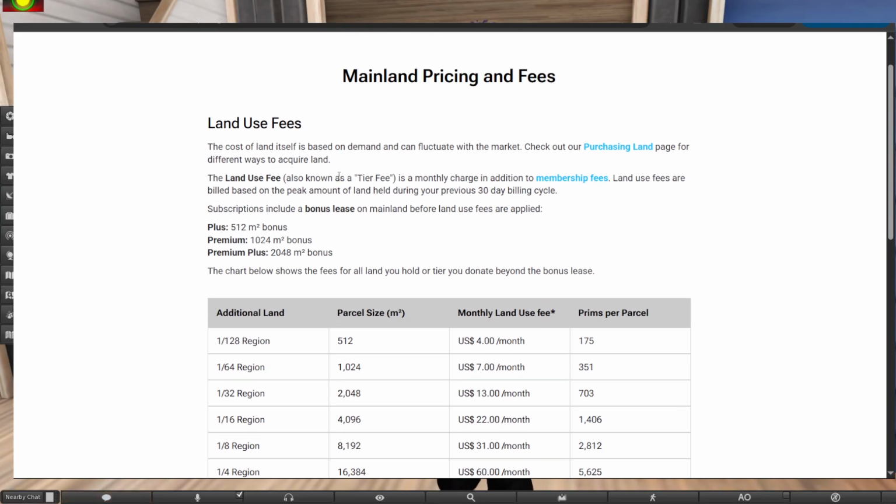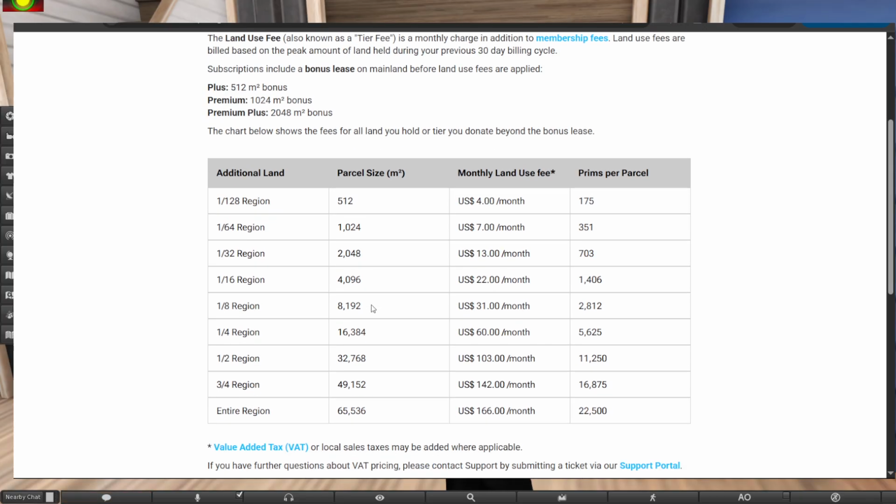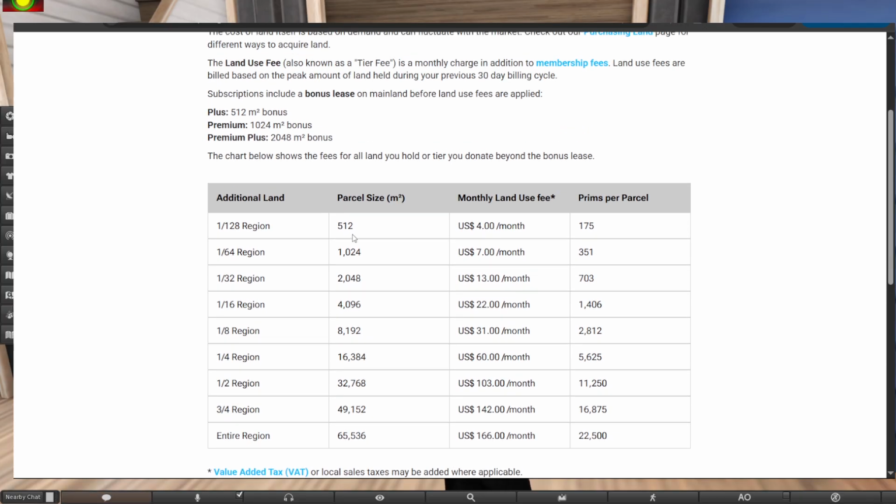So if you're buying from Linden Labs, you have different pricing and fees based on the size of land that you buy. 512 square meters is the smallest, and I'm going to show you what that looks like in a minute. And then 65,536 square meters is the largest. This is an entire region or a full sim. This is 3/4 of a sim, half a sim, 1/4 of a sim, 1/8 of a sim, and it gives you all this. We're going to talk about the 512, the 1024, and the 2048. Okay, these are the ones that we're going to deal with in this video.